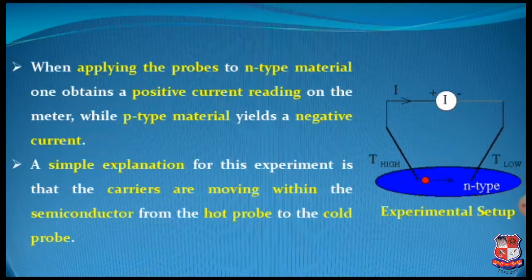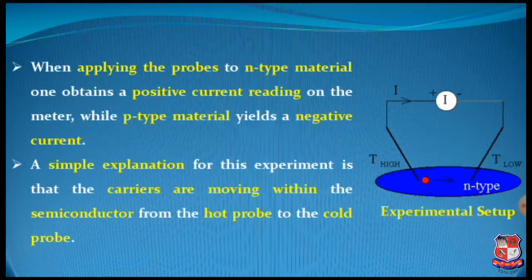So T high suggests the high temperature probe, T low suggests the low temperature probe, and both are connected to the wired ammeter, and capital I is the symbolic representation for the ammeter. Current is flowing from the high temperature to the low temperature as a simple physics phenomenon. When applying the probes to N-type material, see, this is very important, one obtains a positive current reading on the meter, and if you are using a P-type material, then the sensitive current meter will deflect to a negative current reading.